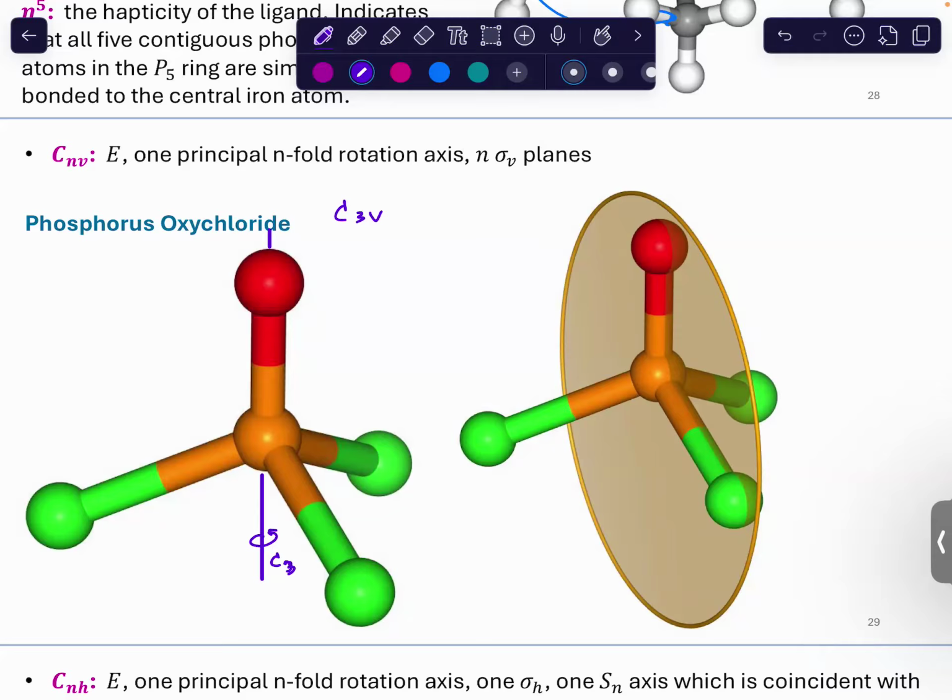So I put one of the sigma V's on here. How many are there? 3. And the sigma V's are going to go down each chlorine, each chlorine phosphorus bond.